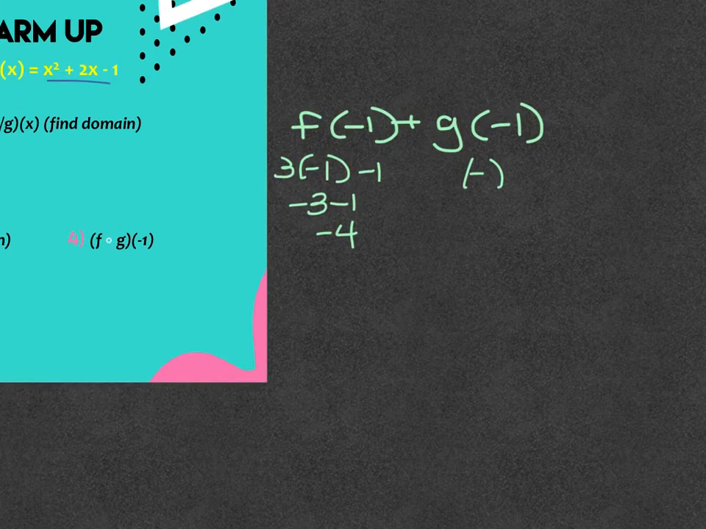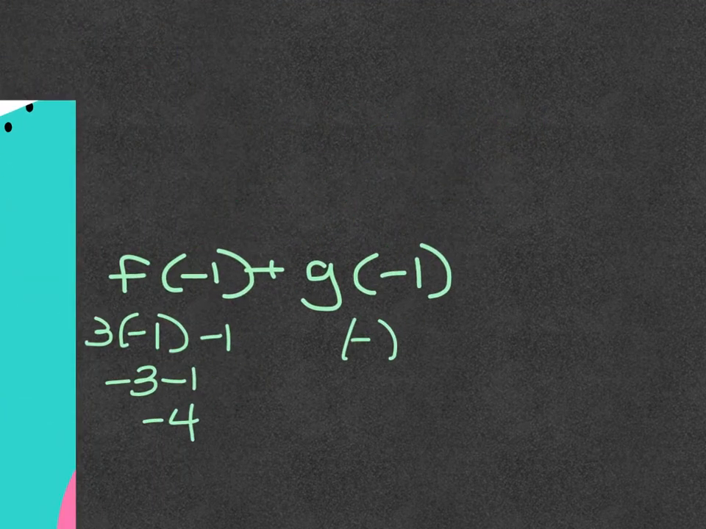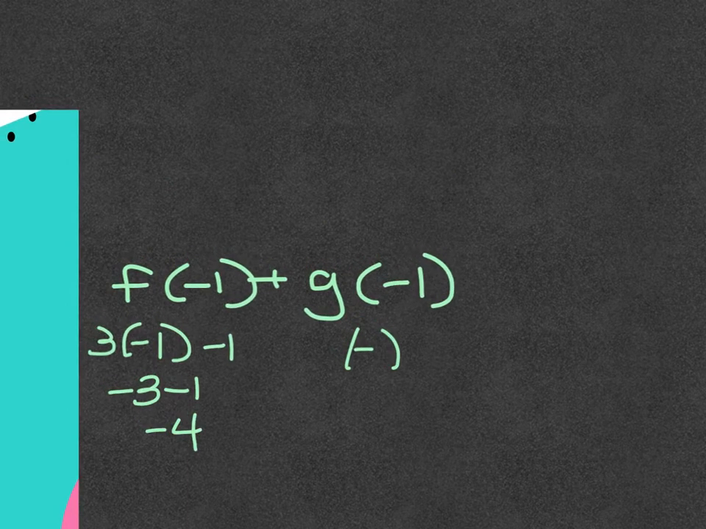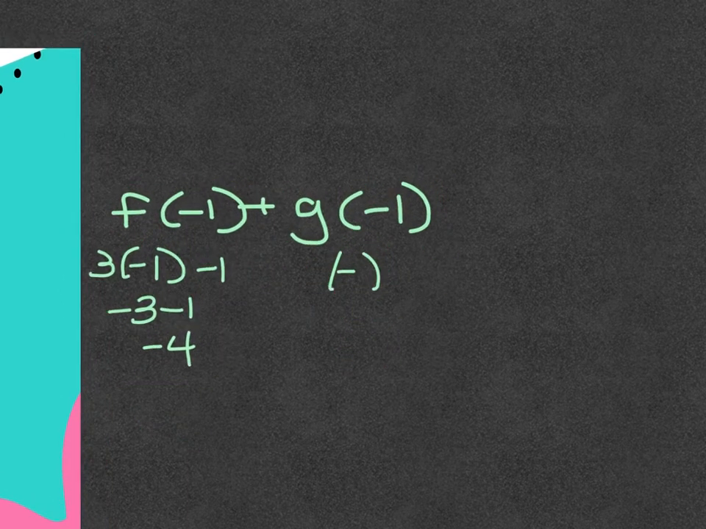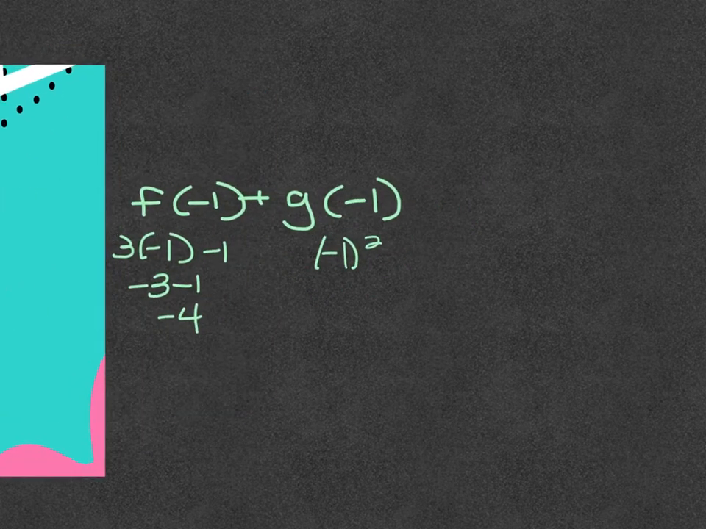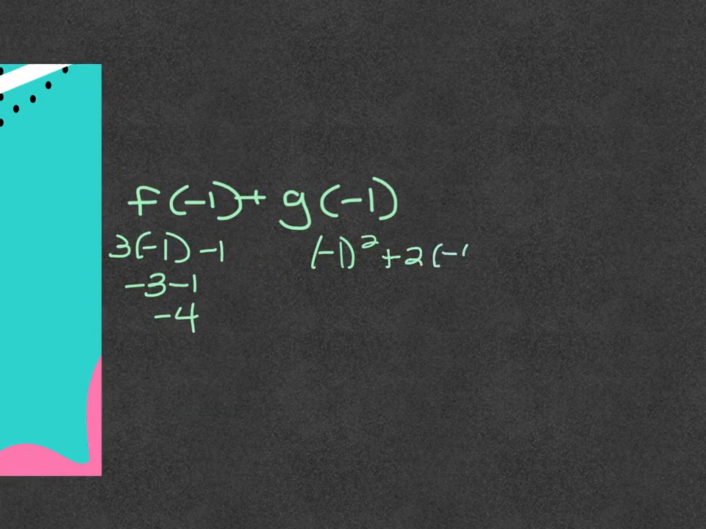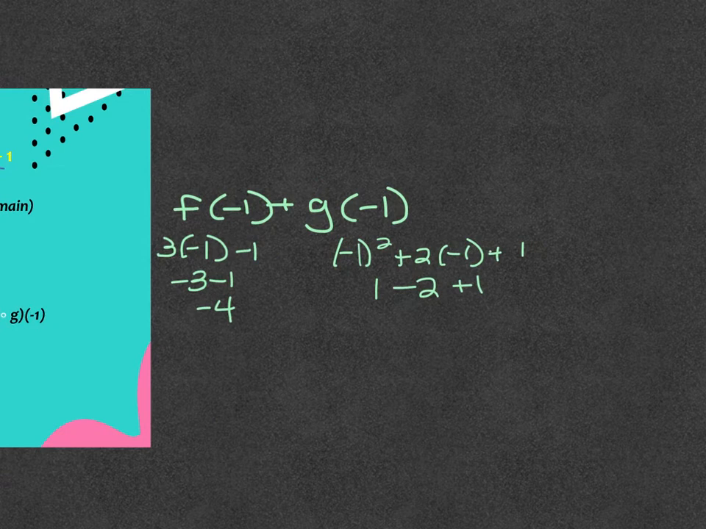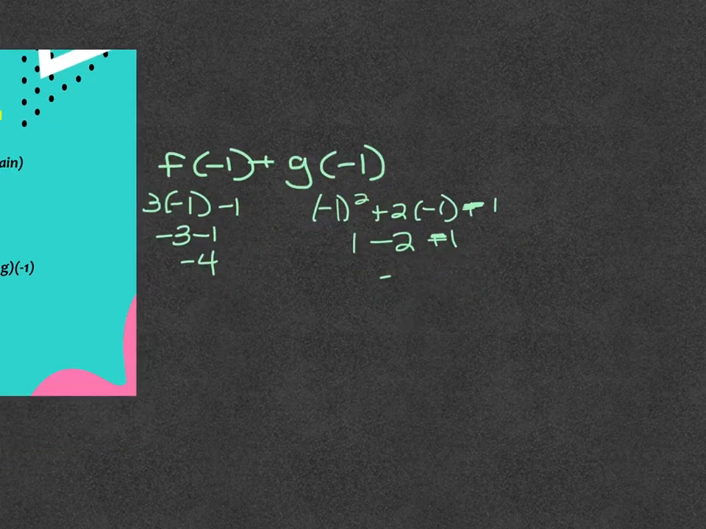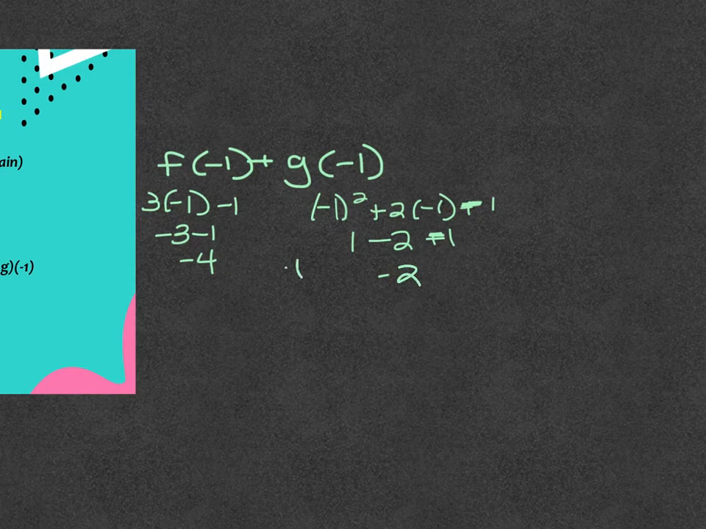Negative 1 squared plus 2 times negative 1 minus 1, which is 1 minus 2 minus 1. Oh, this should be a minus 1 at the end. So negative 1 minus 1, which is negative 2. And then I would add these two together, and I get negative 6.